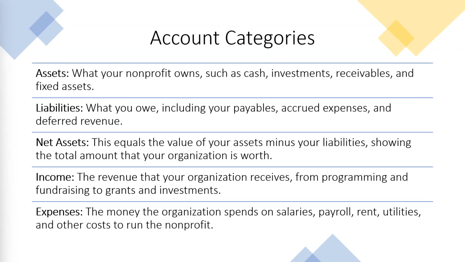There are 5 account categories. Assets are what the organization owns, like cash and equipment. Liabilities represent what the organization owes, such as loans or accounts payable. Net assets reflect the difference between assets and liabilities. Income includes money coming in from donations or grants, while expenses are the costs of running the organization, like salaries and office supplies.